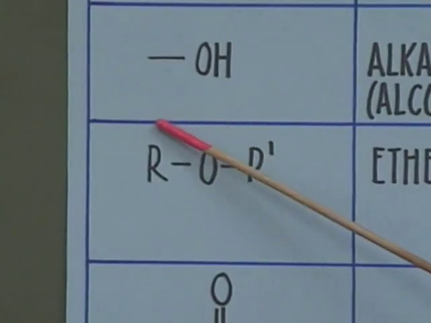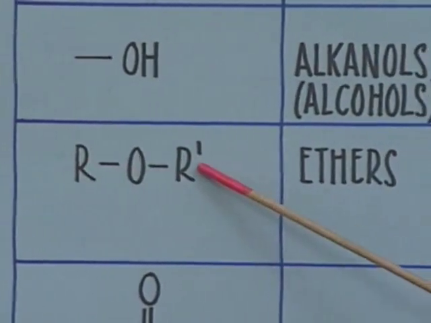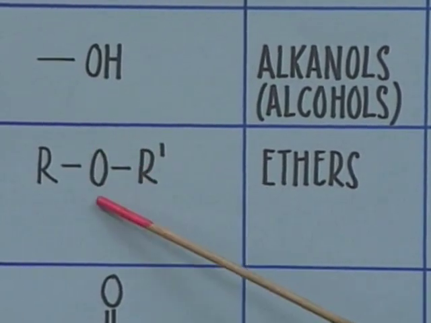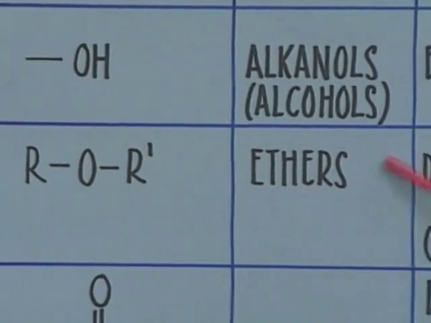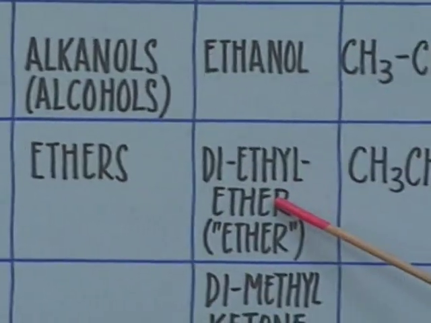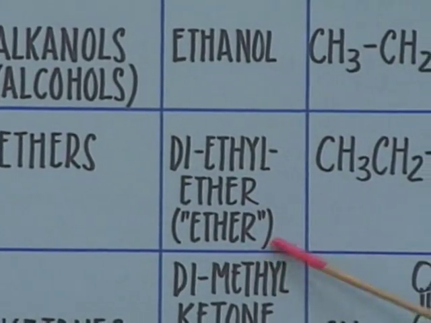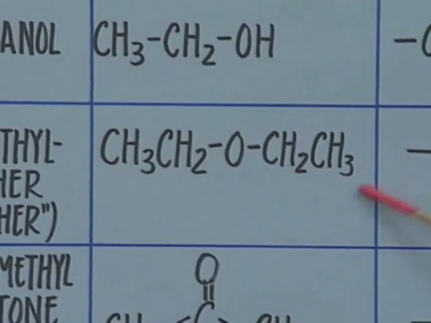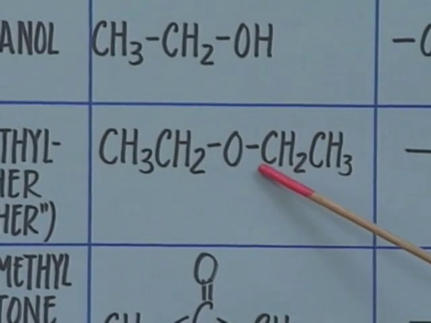When we have 2 alkyl radicals like R and R', which could be different alkyl radicals, on both sides of an oxygen atom, then we have the ethers, like diethyl ether, or simply known as ether. Can you see we have an ethyl group on this side of the oxygen atom and another ethyl group on the other side of the oxygen atom?